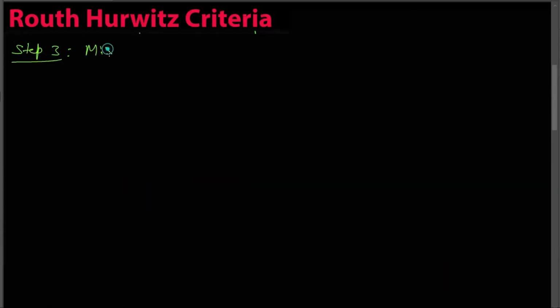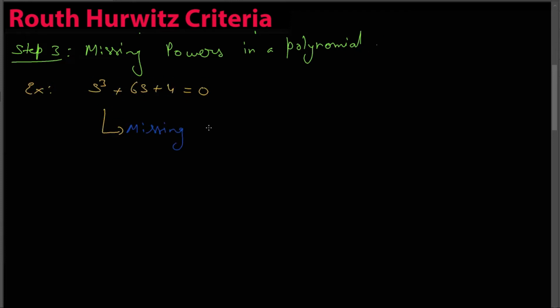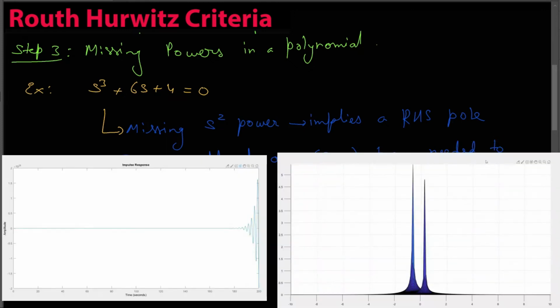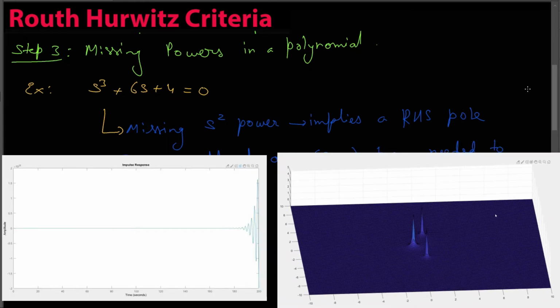Step 3. In this step, we will see if there is any missing power of S. Let's take an example where power of S square is missing. This directly implies that the system is unstable because at least one S minus A term is needed to cancel any power. From the plot of this equation, we can see that it has roots on the right hand side of the axis, as well as from the impulse response we can see that the system is unstable. Therefore, if you see any power of S missing in the system, you can directly conclude that the system is unstable.